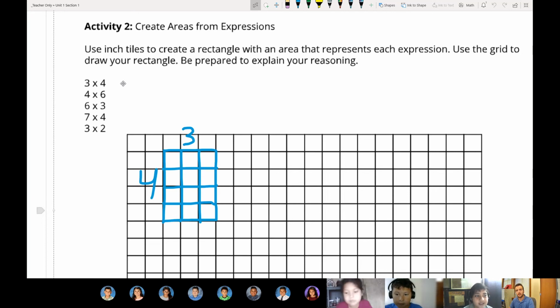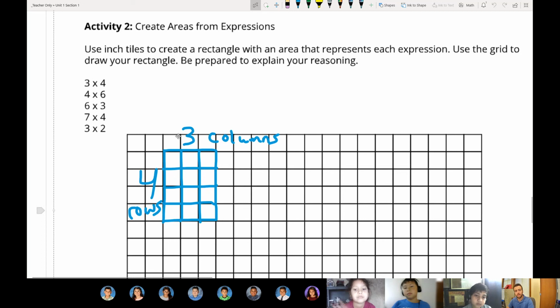Can someone help him? Columns and... Christopher. Rows. Rows. So there are 3 columns and 4 rows. And look at, he pulled that straight from 3 times 4, or 3 by 4, to get the number of rows and columns.